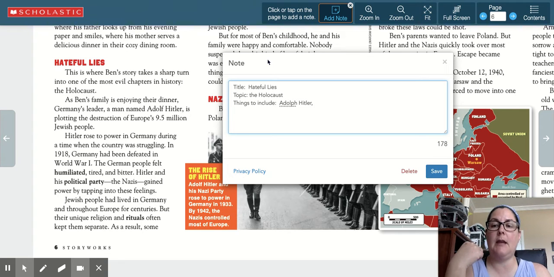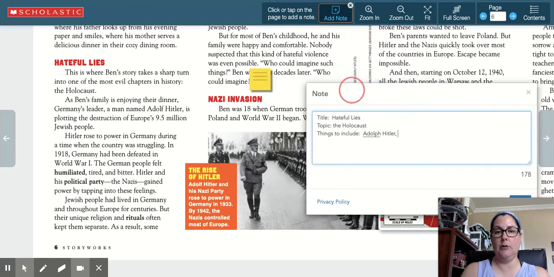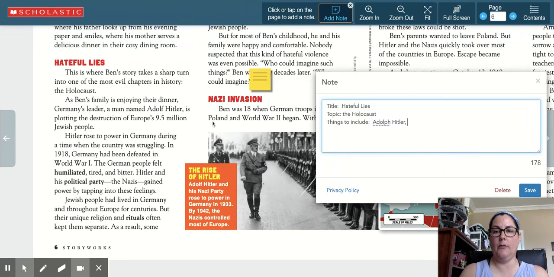Germany's leader, a man named Adolf Hitler. Hitler rose to power in Germany during a time when the country was struggling because they'd just been defeated in World War I. I don't know that I have to include that in my main idea. That's kind of a smaller portion. Jewish people lived in Germany and all over Europe at that time. I don't know that that's important to include. It's the next paragraph.